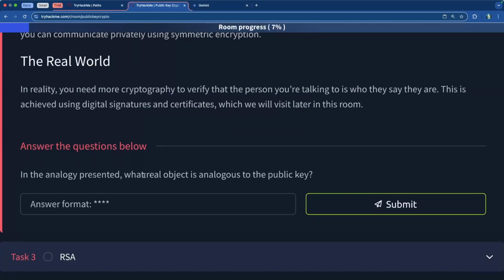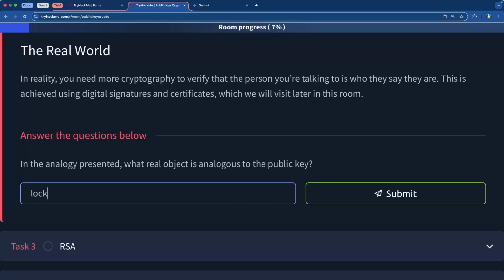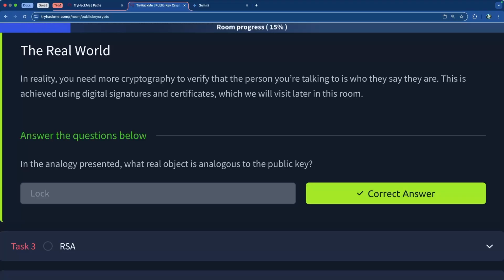So in the analogy presented, what real object is analogous to the public key? And that was the lock. There we go. Perfect. All right, cool.